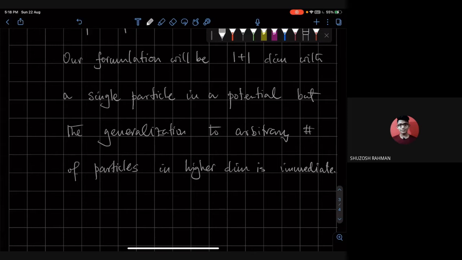Okay, so before we formulate the principle of least action, we need to introduce some definitions and concepts. Okay, so any questions so far? No, sir. Okay.